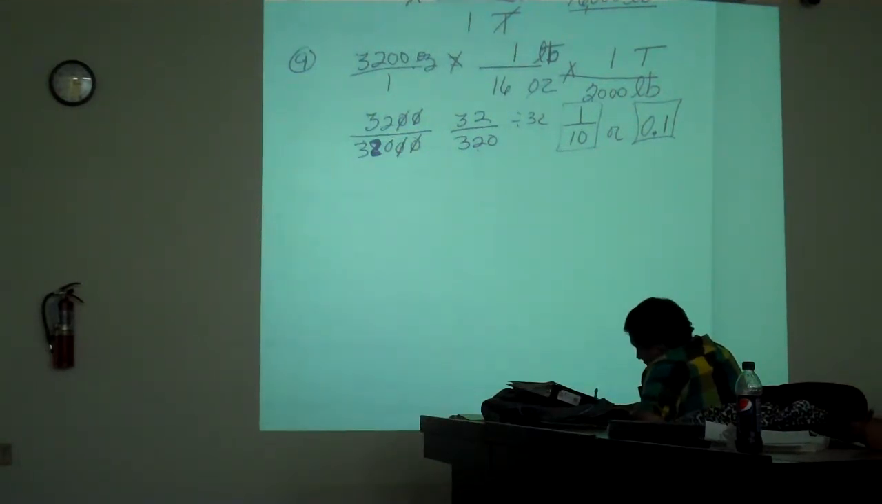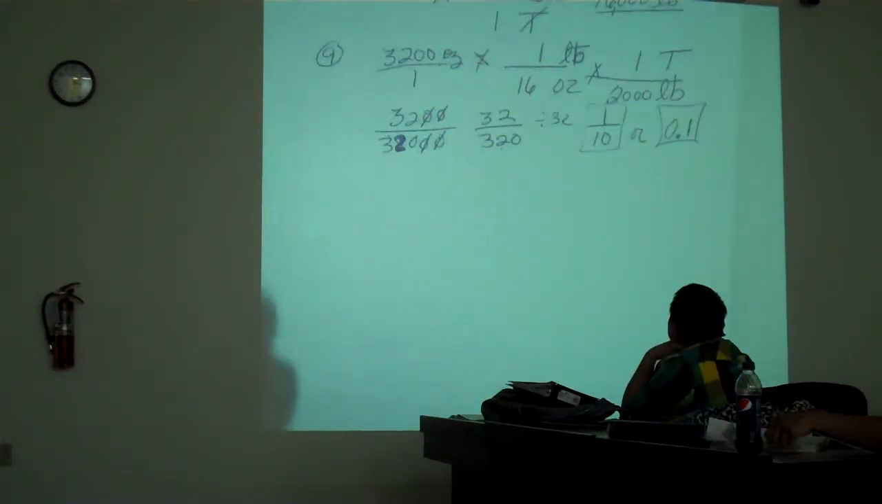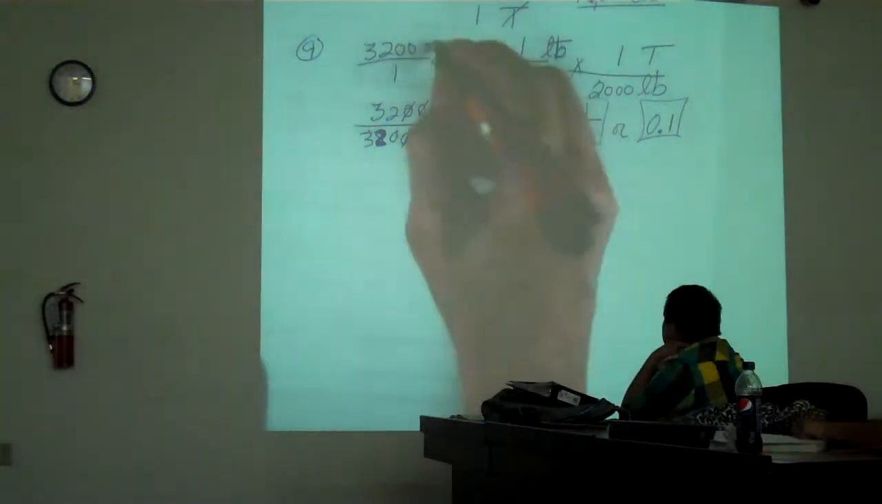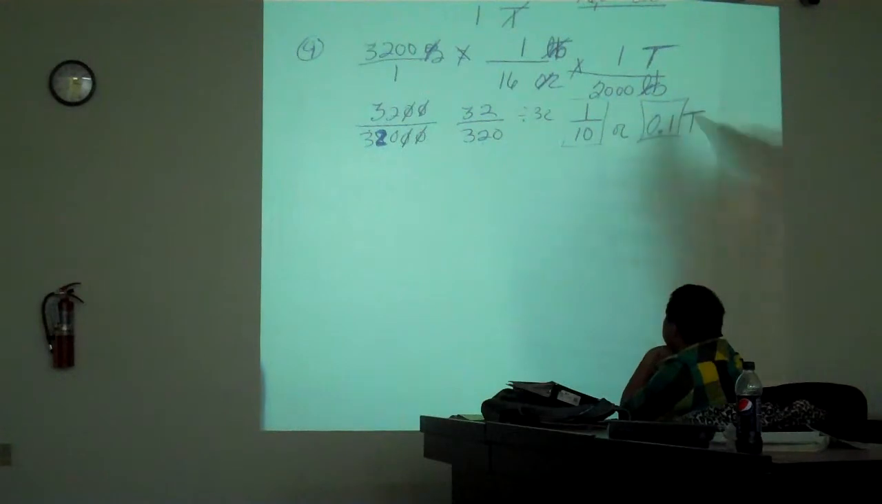Is that the reading of ounces or your tons? That would be tons. Ounces are gone, pounds are gone, and that would be tons.